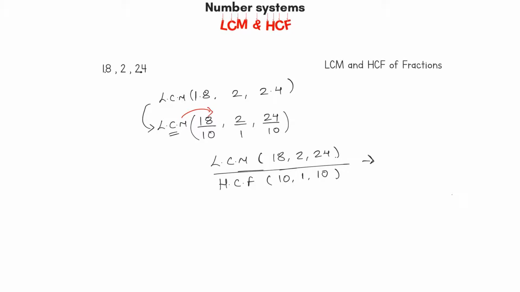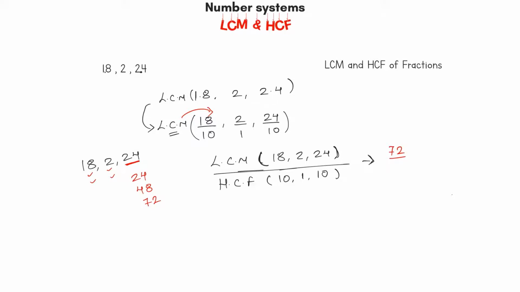What is the LCM of 18, 2 and 24? When you get three small numbers like 18, 2 and 24, start from the highest number, which is 24. See the multiples of 24 and check if they are multiples of 2 and 18 as well. 24 ones are 24, not a multiple of 18. 24 twos are 48, not a multiple of 18. 24 threes are 72, a multiple of 18 as well as 2. So 72 is the LCM of these three numbers.